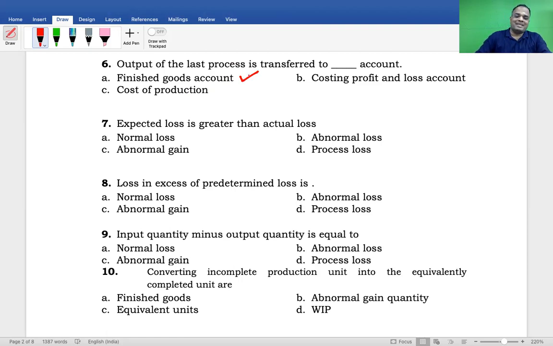Expected loss is greater than actual loss. Then is it normal loss, abnormal gain, or process loss? Expected loss is more than actual loss. If actual loss is less, expected loss is more. Therefore, it's called abnormal gain. Understood or not? Yes, sir.